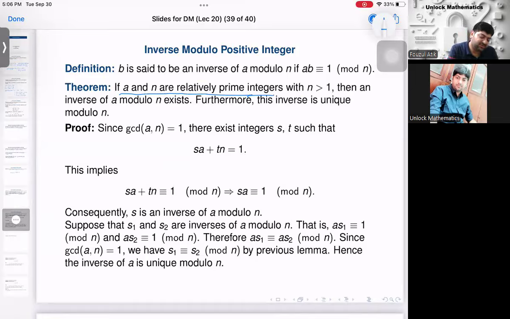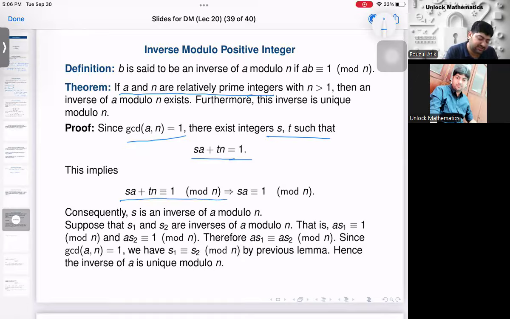So since GCD of a and n is 1, then there exist some integers s and t such that GCD, which is 1, is equal to sa plus tn. That means linear combinations of a and n. So we can have this. Now this implies that sa plus tn is congruent to 1 modulo n.